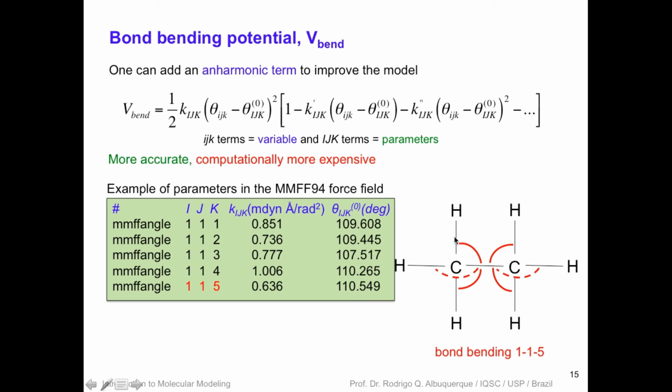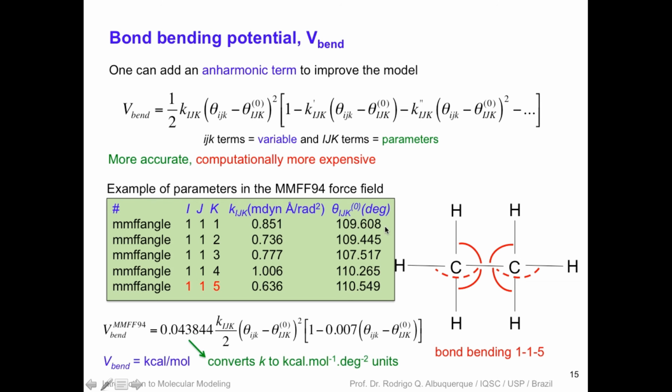So this kind of bending can be calculated using anharmonic terms. And in the case specific of the MMFF force field, this formula is used. There is a cubic term here. This constant converts K to kilocalories per mole per square degrees. The final unit of the bond bending potential for the MMFF is kilocalories per mole.